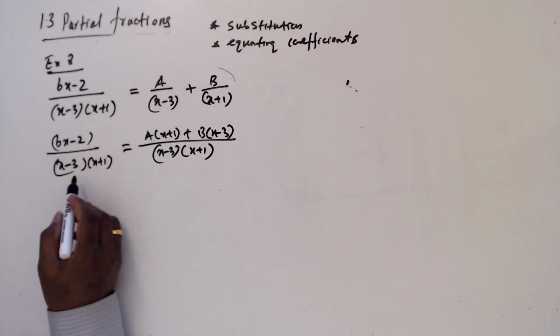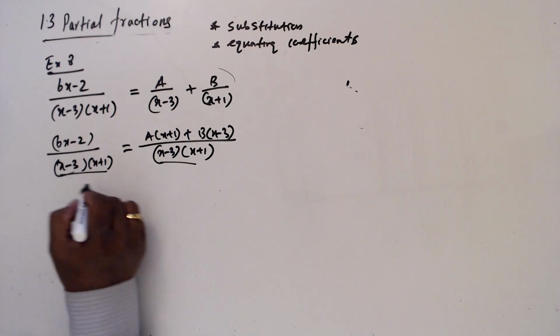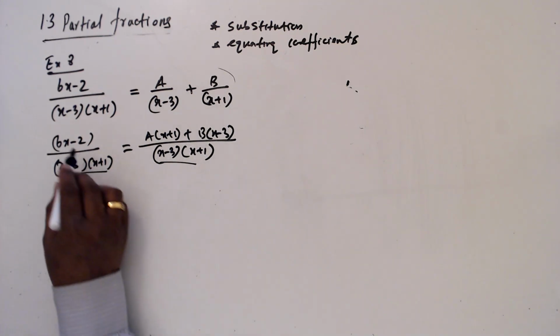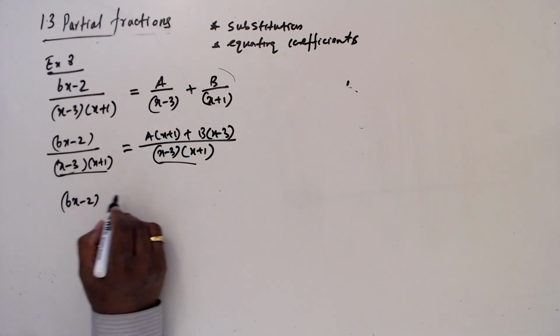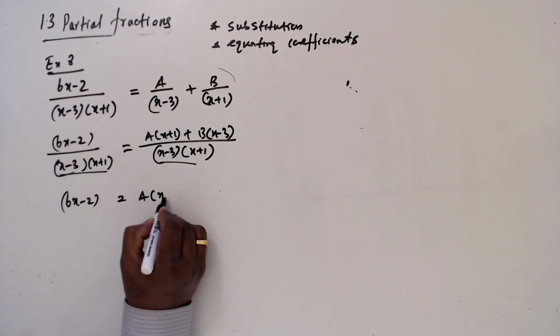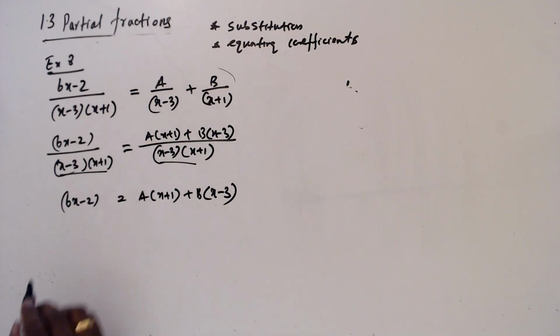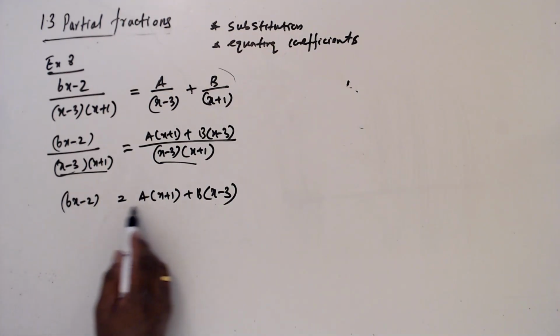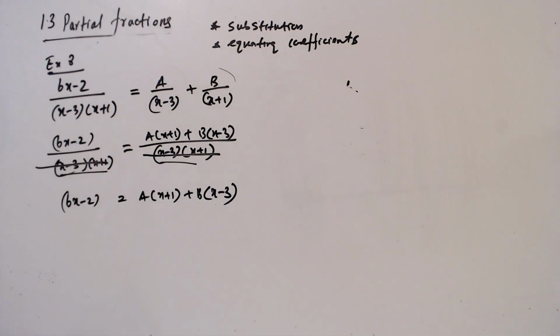Now, you can see that both denominators are the same. So we can drop them and write 6x minus 2 equals a times x plus 1 and b times x minus 3. Why are we able to write like this? Because the denominators are the same, you can cancel out.